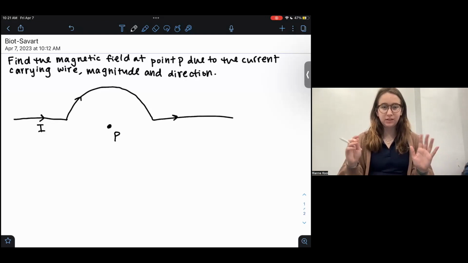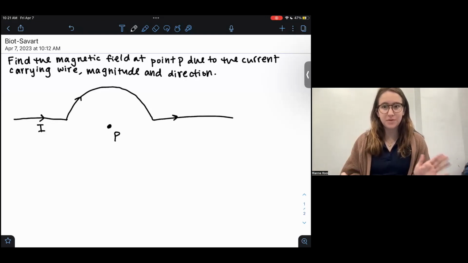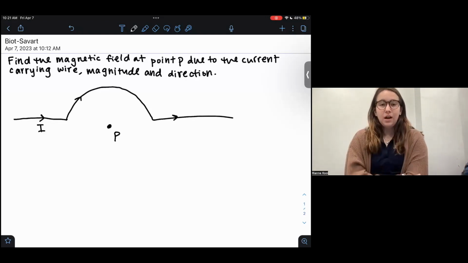New change of scenery. I know I also spend most of my time in the science and engineering library. So we're just going to roll with it today.